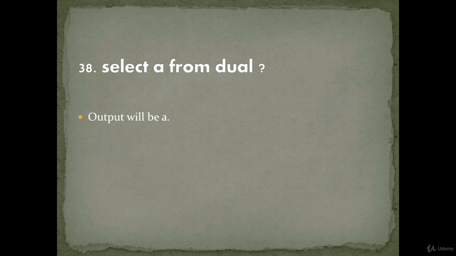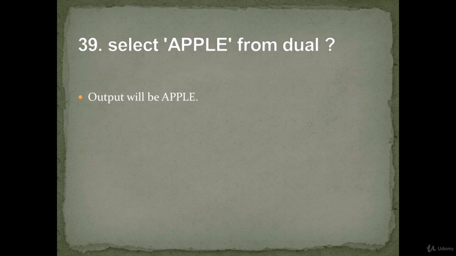Okay, just read it once again. Select A from dual, output will be A. See you next question. Question number 39. Select apple from dual. In the previous question, we saw select A from dual. This question is select apple from dual. The output will be apple, because however we want to play with the dual table, we can play. This table is totally for developers. And I'm repeating again, this is a very, very important table. Remember the dual table. We can do any temporary solution by the dual table. Just run this query in your SQL or PL SQL tool.